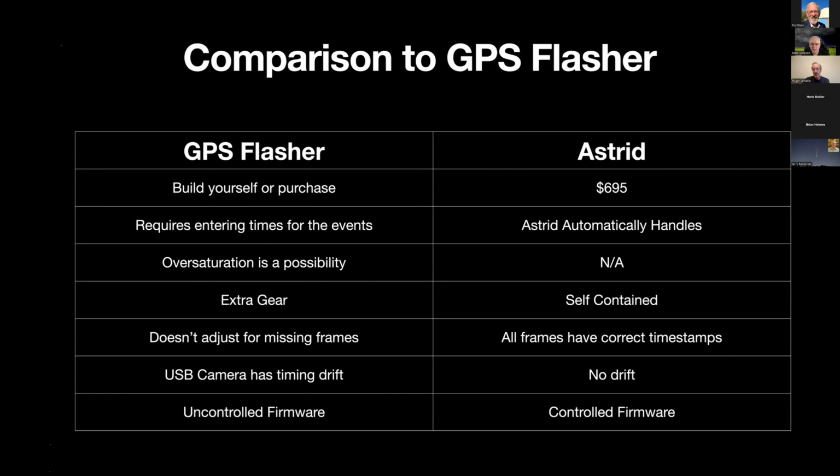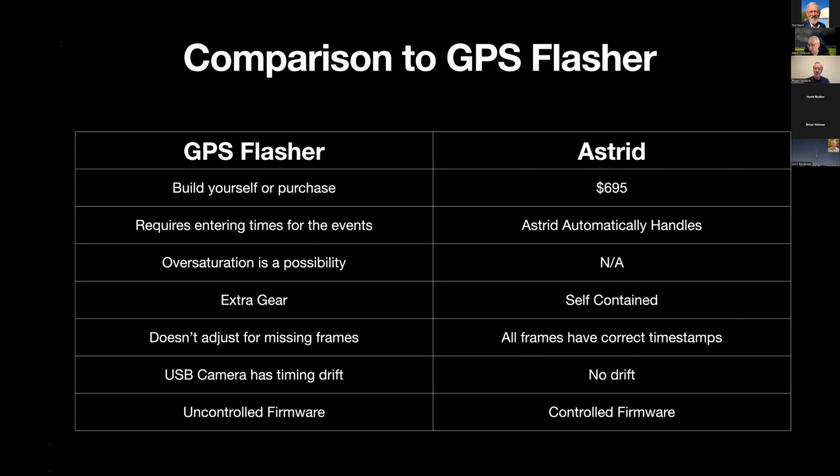Sounds good. So, comparisons to the GPS flasher: you've got to build it yourself. With the GPS flasher, you've got to enter the times for the events. Oversaturation is a possibility, or undersaturation. It means you've got extra gear. It doesn't adjust for things like missing frames. It essentially does the frame at the beginning and the frame at the end, but you don't know if you've missed frames in the middle. Well, you know if you missed frames, but you don't know which frames you missed and what the timestamp was on the ones you missed.